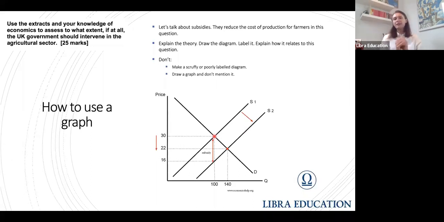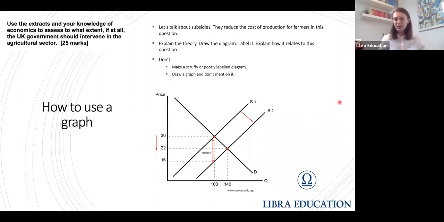Now, in this case with a subsidy, the government is making it cheaper to produce every single unit. So for every unit produced and sold, the government will give 14p in this case. Now, that moves the supply curve from S1 to S2.